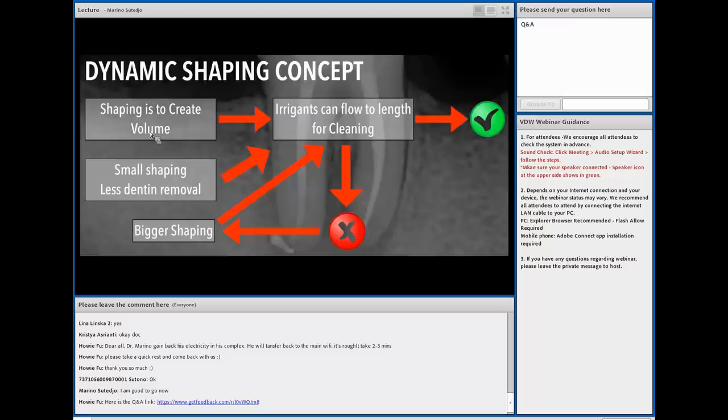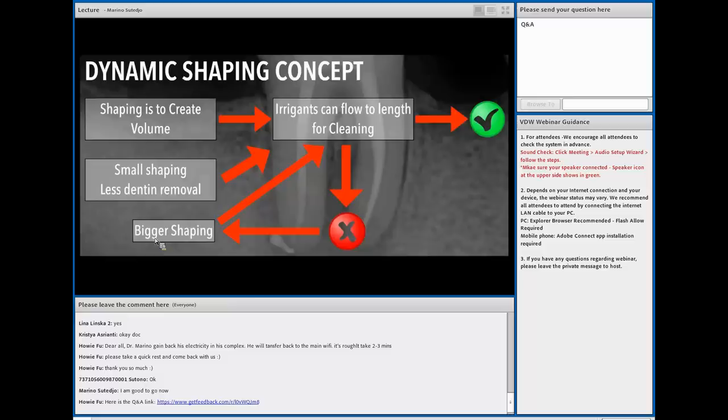We need to remember that shaping is to create volume, because shaping is not to clean your canal. Your irrigant will work to clean your canal, but shaping will create volume for the irrigants to flow into the length of the canal to do the cleaning. If we create some volume and we think it is enough for our irrigation to flow into the length, it means your shaping is done. But if you think it is not enough to make your irrigants go into the length, it means you need a bigger shaping.